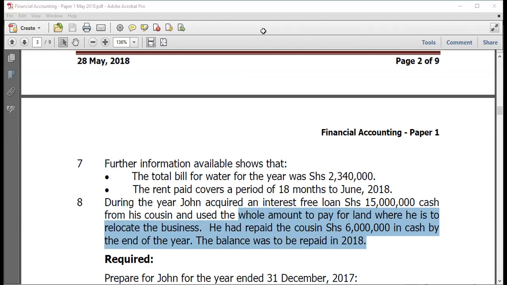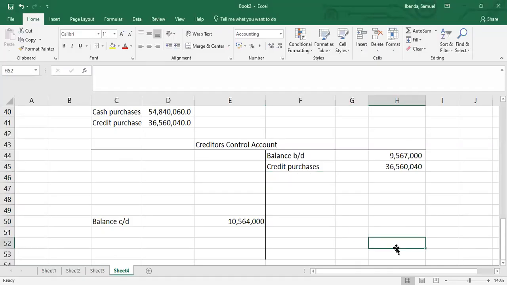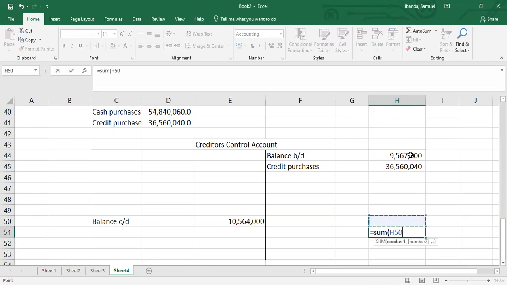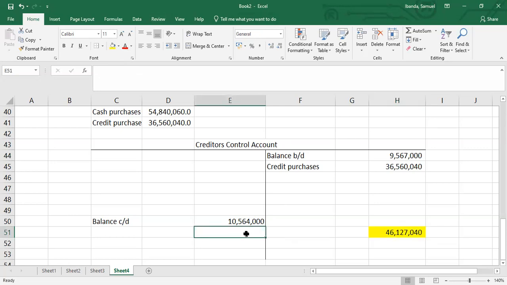So ideally, this account should be balancing, okay? But I see the account is not balancing. And what I'm seeing here, this side has 46,127 and this side has 10,564. So my question is, what could be missing in my creditors control account that it should be on the debit side, okay?